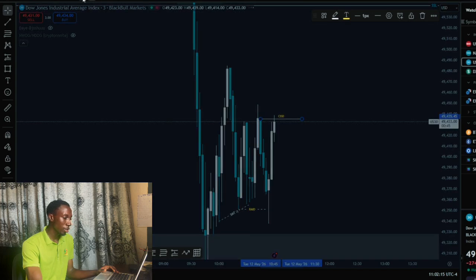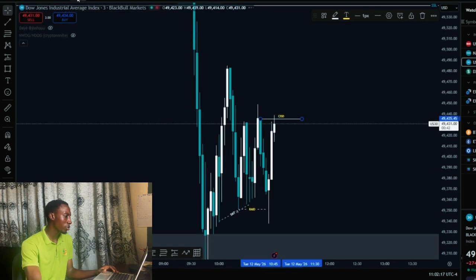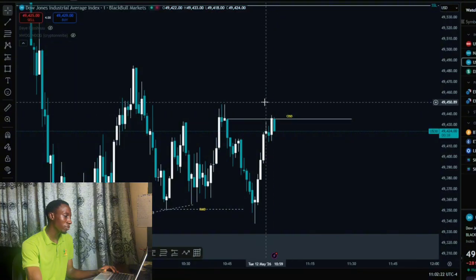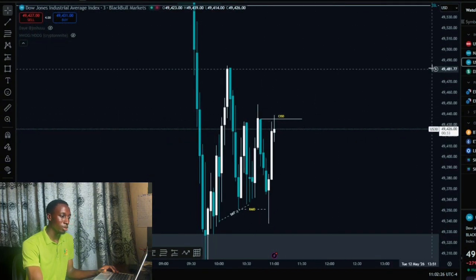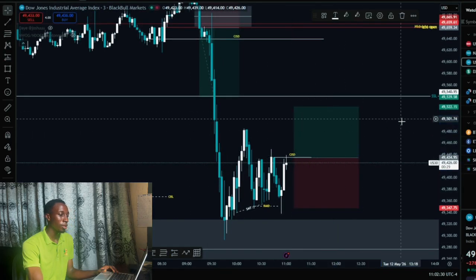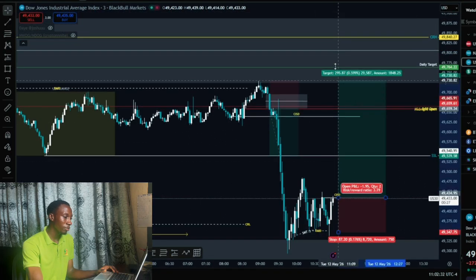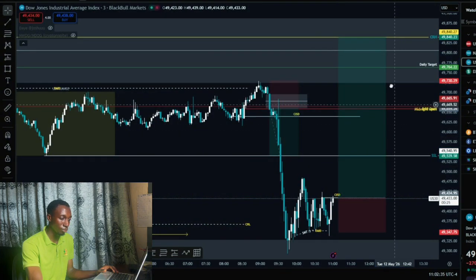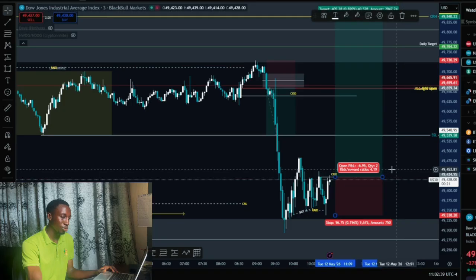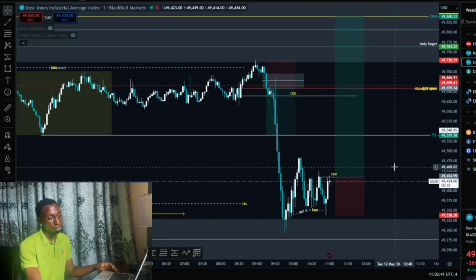Let's see what 5 minutes looks like. Okay, so 5 minutes corresponds with that. 1 minute too, not bad. 1 minute may close above these highs here, but let's just stick to 3 minutes. So if 3 minutes closes above the long position entry here, then I'll target the daily candle range high. That is what I'm targeting. Stop over here.